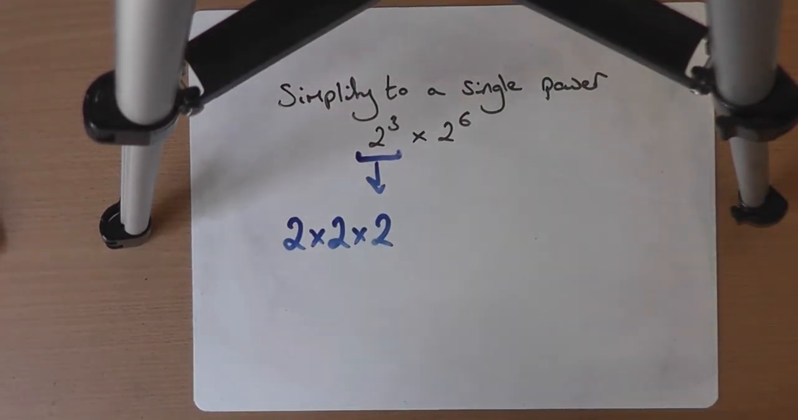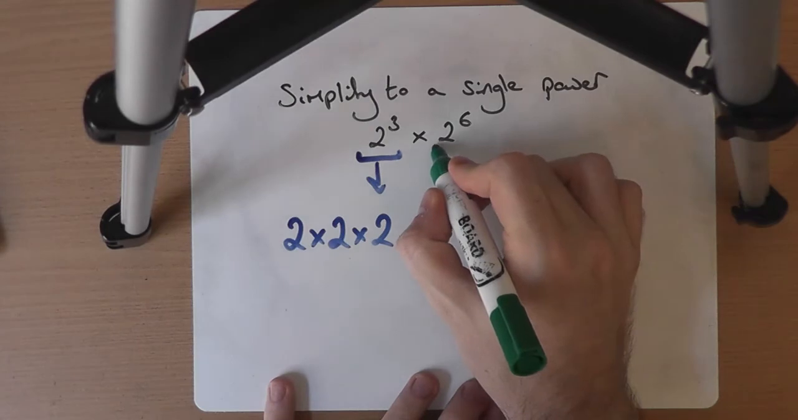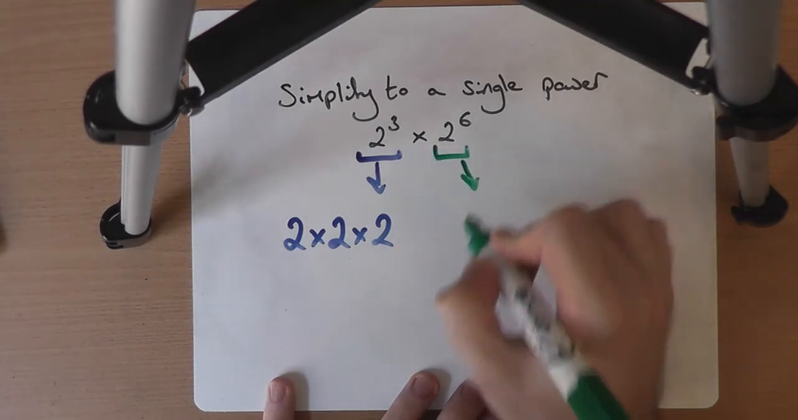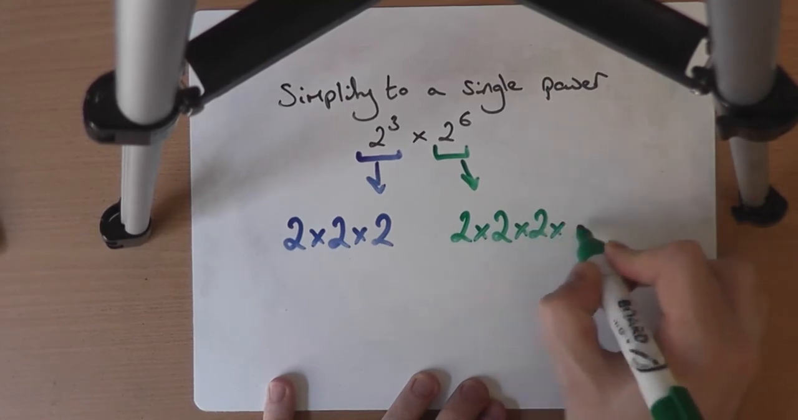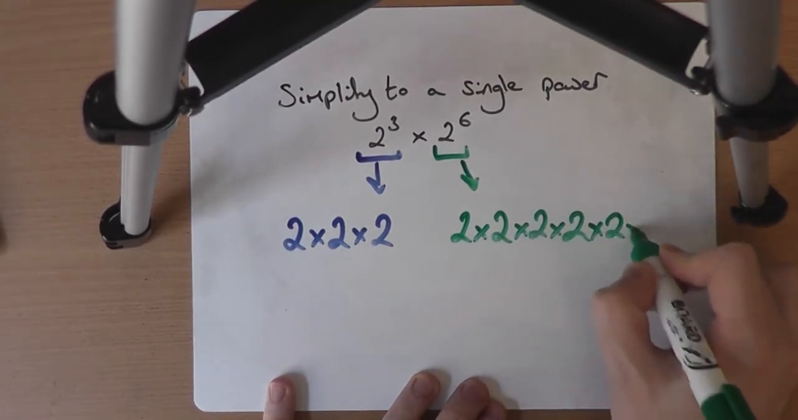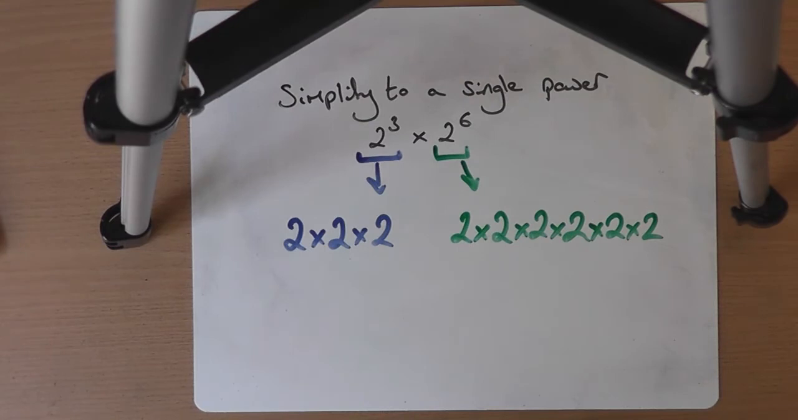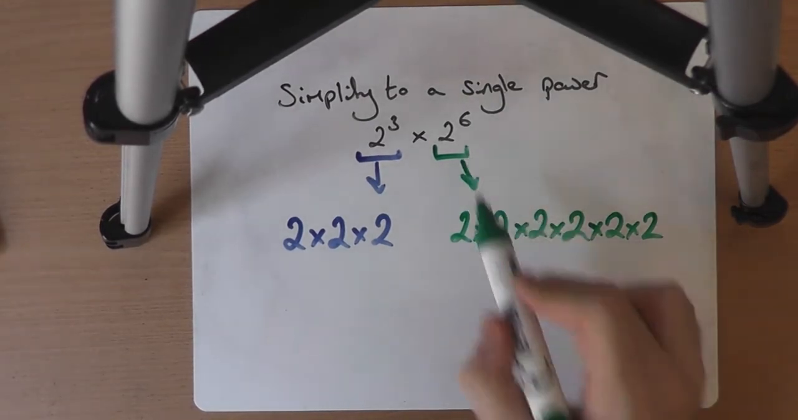I'm not working it out, I'm not turning it into a number, I'm just turning it back into that kind of power form. Now I could do the same thing with the 2 to the power 6. And I could write out what that means. And that means 2 times 2 times 2 times 2 times 2 times 2. 6 2's that are being multiplied together for the power 6.